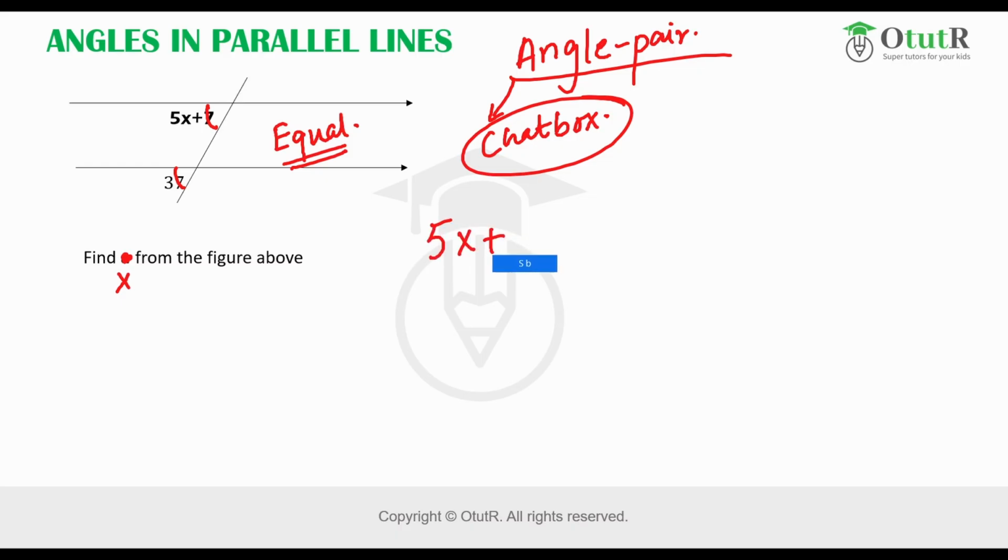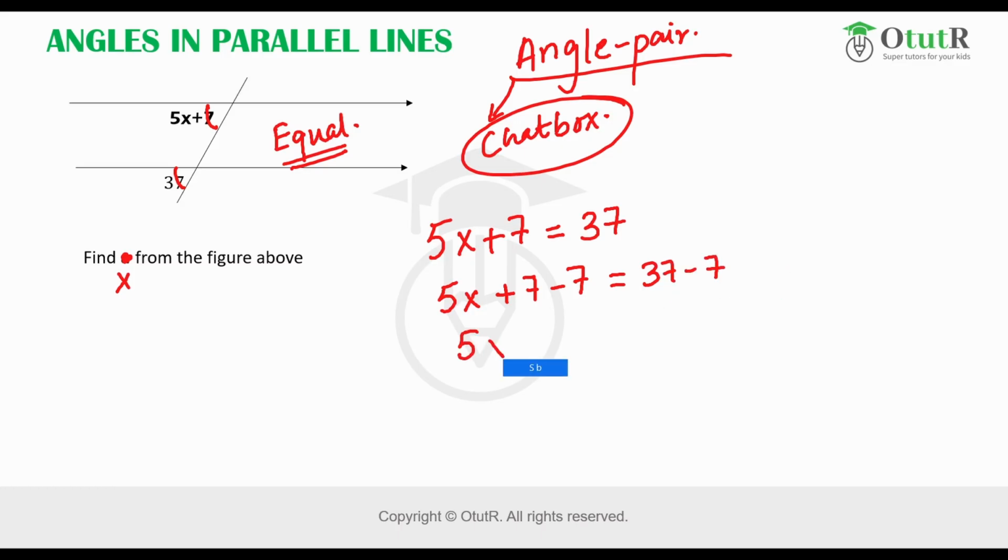So 5x plus 7 is equal to 37, right? So what we are going to do? We are going to subtract 7 from both the sides. So 37 minus 7, we are now going to get 5x is equal to 30. Now for the next step, I'm going to divide both the sides by 5. So I'm going to get x is equal to 6.